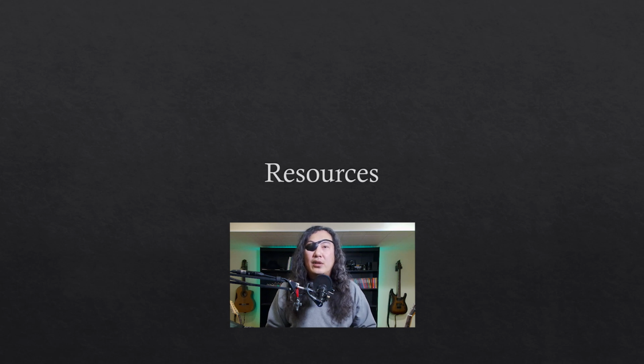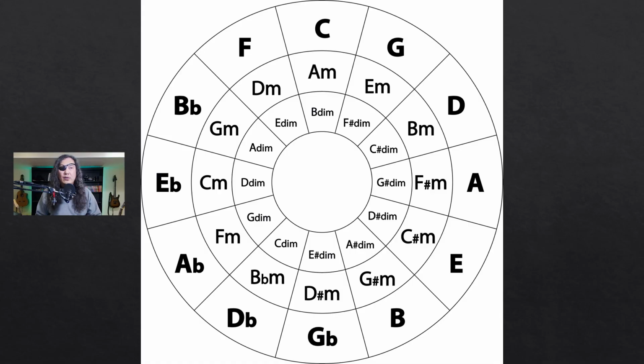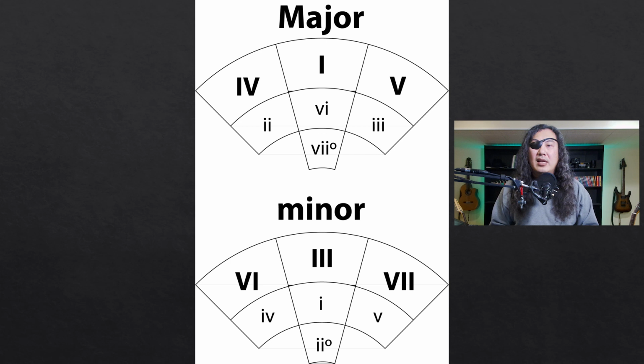Okay. So like I said, resources. I have included for you a full-sized circle of fifths that you can print out and have with you, so you can just look at it or have it stored on your phone or whatever you want. And these slices for the major keys and for the minor keys, so you can visually see on the circle of fifths what chords belong within that key, and you can see it quickly and easily.